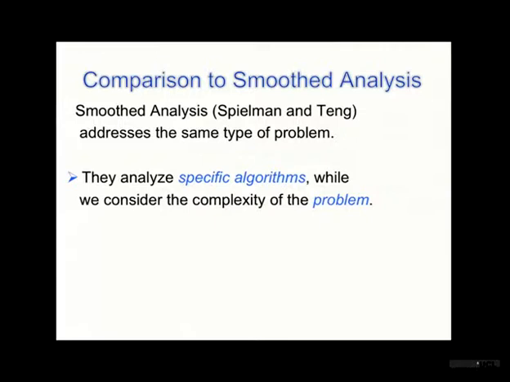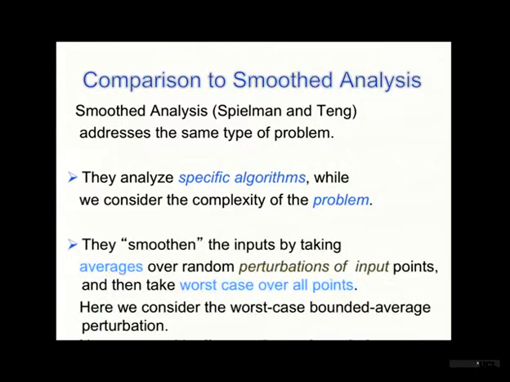First, this is an analysis of a specific algorithm, and my notion is a notion of complexity of the problem. And the second difference is that the smooth analysis takes the average of a random perturbation of the input, but the worst case over all points. And we are doing something different. We are just restricting our attention to those instances which are nice. They are saying every instance has nice instances in its neighborhood. We are saying you don't care about not nice instances, just focus on the nice instances. So it's a different approach to a similar problem.